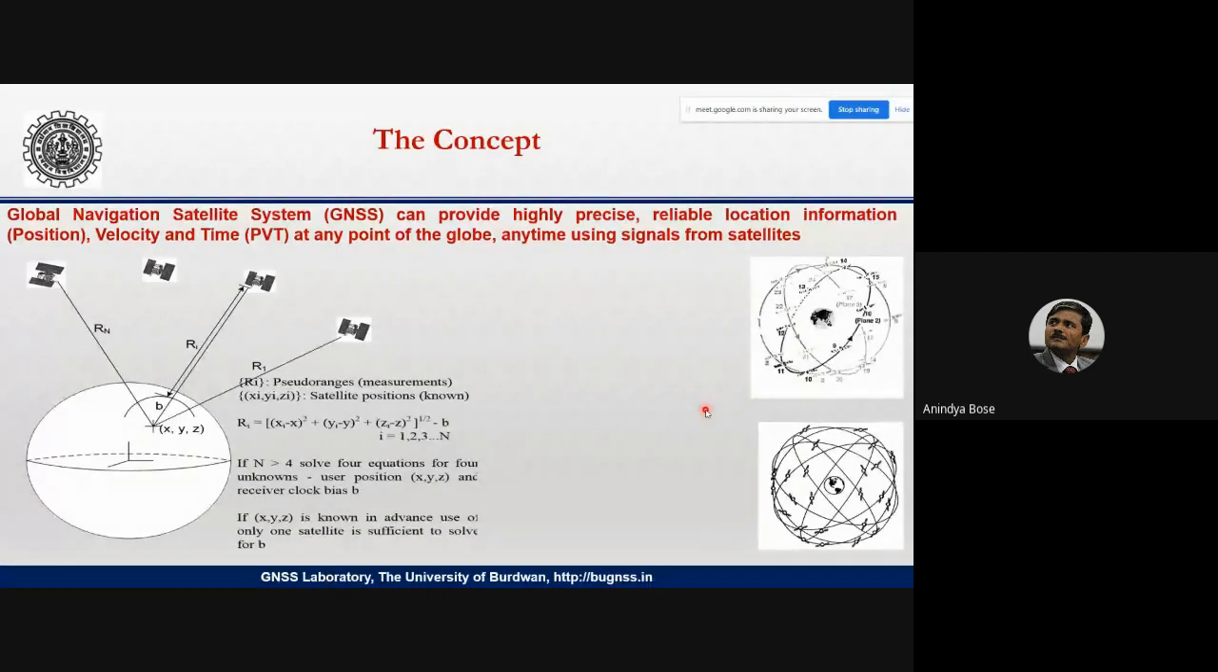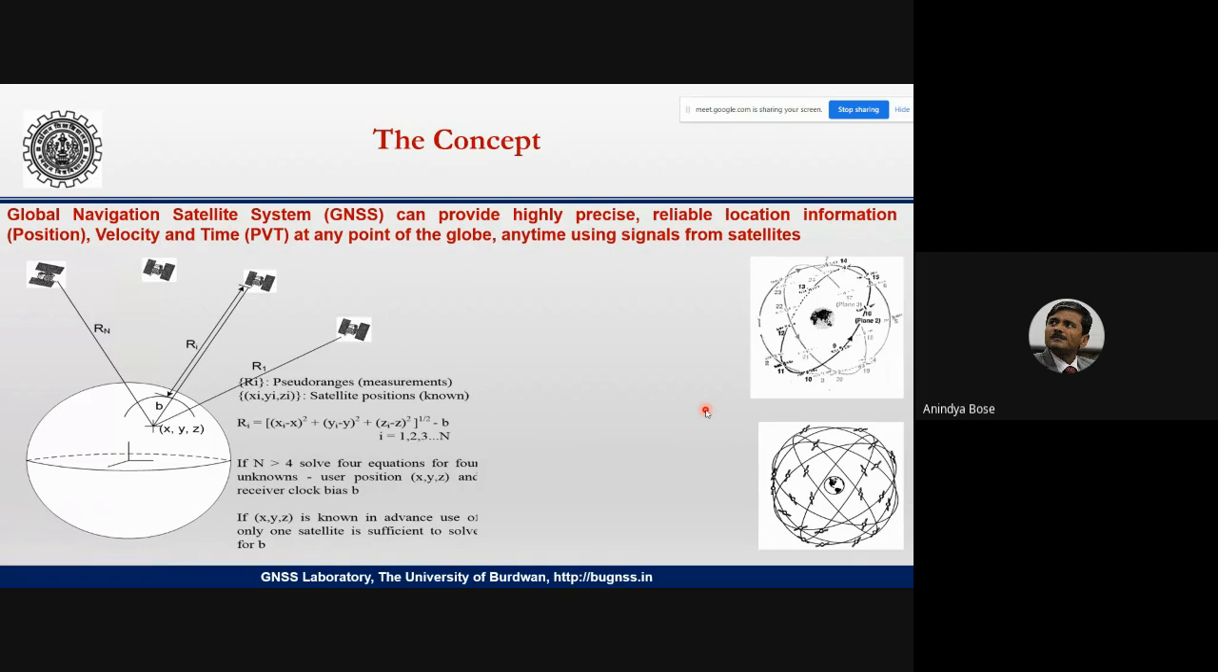To have a feeling just now, from meter level to millimeter level. Believe me, up to 2 to 5 millimeter level we can come down nowadays. That means just the tip of your ballpoint pen, we can so precisely find out our location. It's reliable. That means every time it gives the same solution.